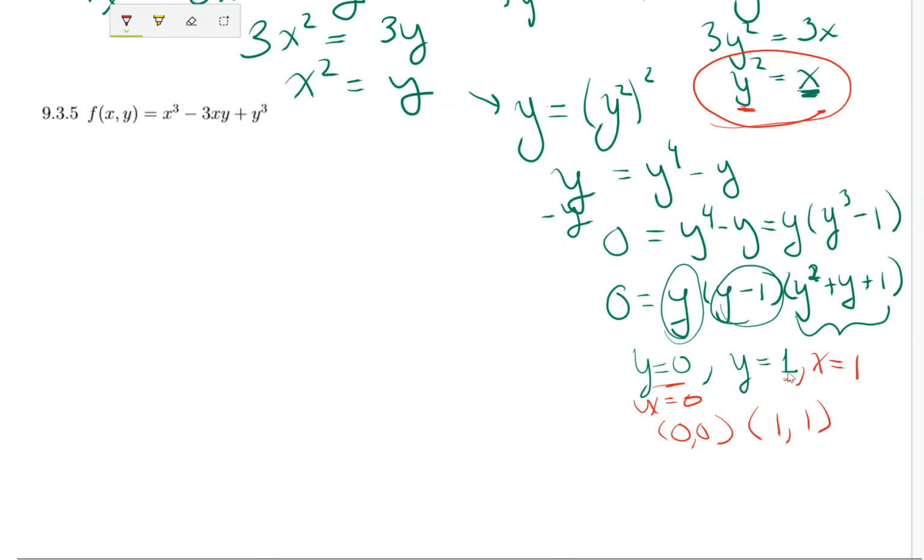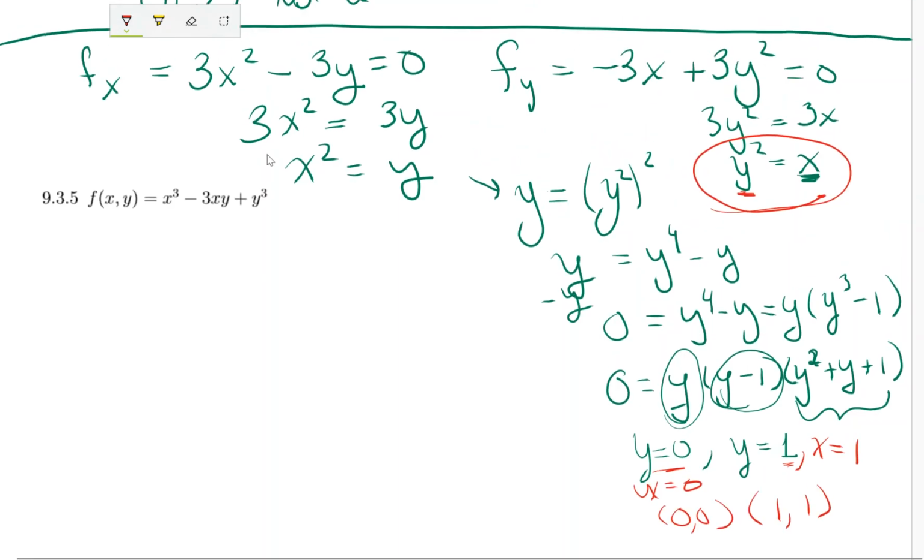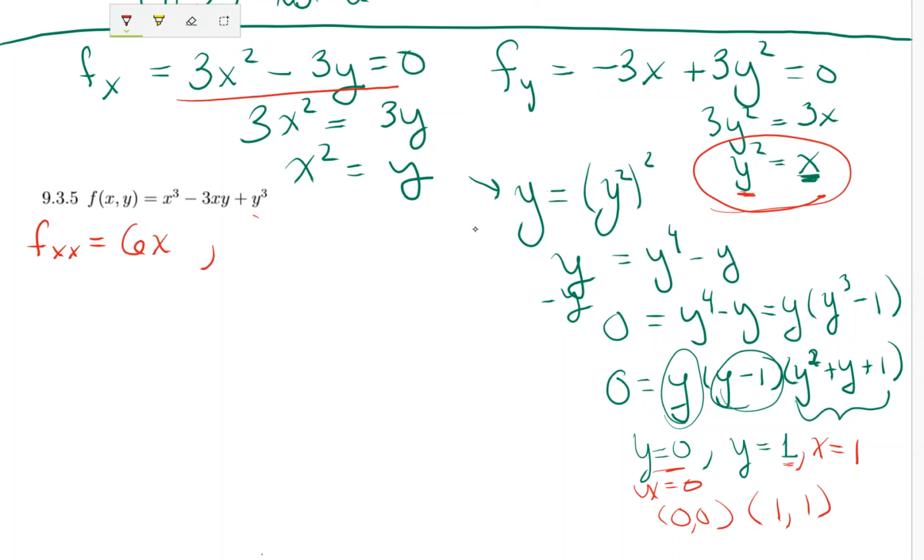Told you this one is going to take up a ton of space. All right, and all I've done so far is find my possible critical values. It's time to do some D. So now I need my second derivatives. Oh boy. So deriving with respect to x, this guy. So that y term is just going to go away. I'm going to get a 6x. Similarly, fyy, my x term is going to go away, and I'm just going to get a 6y.